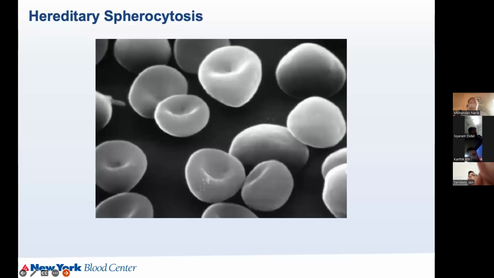Hereditary spherocytosis is one of the most common red cell membrane disorders. It occurs all over the globe. Basically, its feature is that instead of biconcave discoid red cells, you get cup shapes, or what are called stomatocytes, or also true spherocytes as shown on the right. So this is the most common of the red cell membrane disorders.